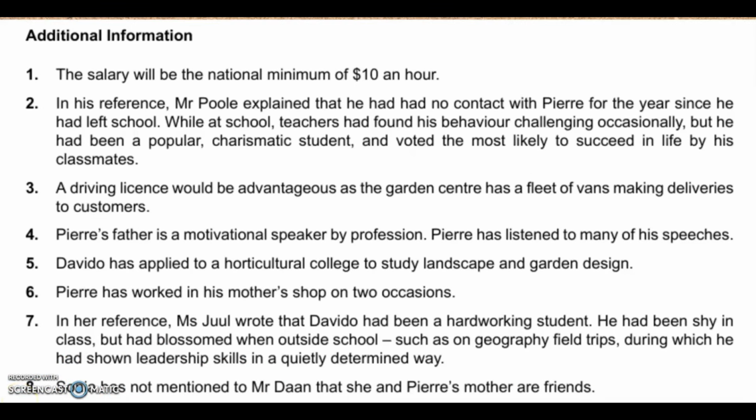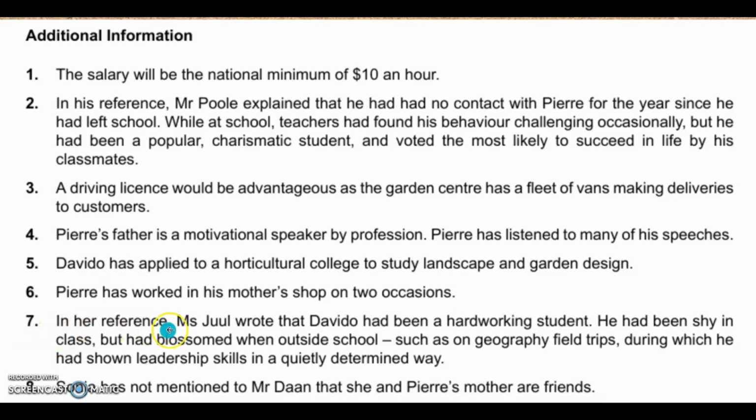Now we're going to select the points that are relevant to Davido from the AI, that is the additional information. And here there is a point about Davido, that Davido has applied to a horticultural college to study landscapes and garden design, which means that Davido is likely to be a motivated worker. And then there is point 7.